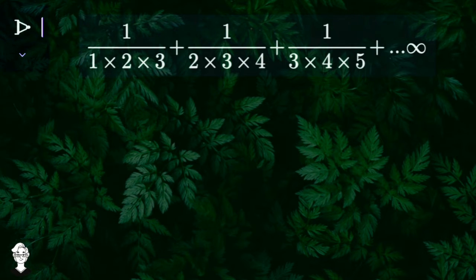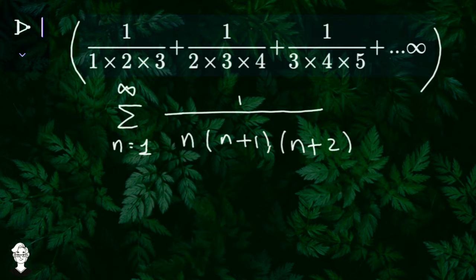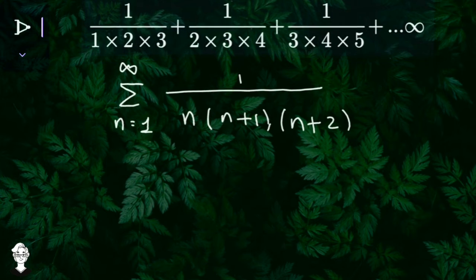It says that the pattern is 1 upon the natural number n, then add 1 in multiplication, then add 2 with n, and these three are in multiplication. So it can be written as 1 upon n into n plus 1 into n plus 2. And then as it is a sum, we write sum from n equals 1 up till infinity. So this series can be written in short form, that is sum of 1 upon n into n plus 1 into n plus 2 from 1 till infinity. So this has been written this way.